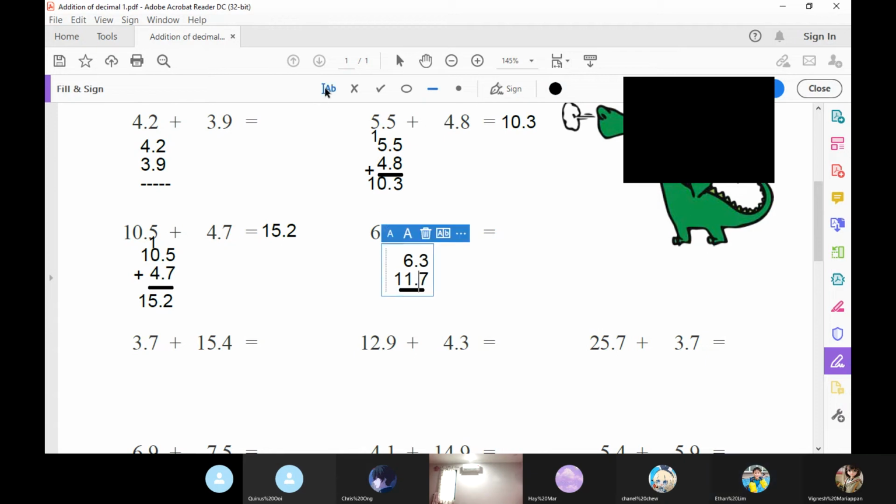Okay, so how to do? 7 plus 3 is equals to, he said, 10. So we put the 0 at the bottom there and then we carry the 1 on the top. Where did you put the 1, Hema?